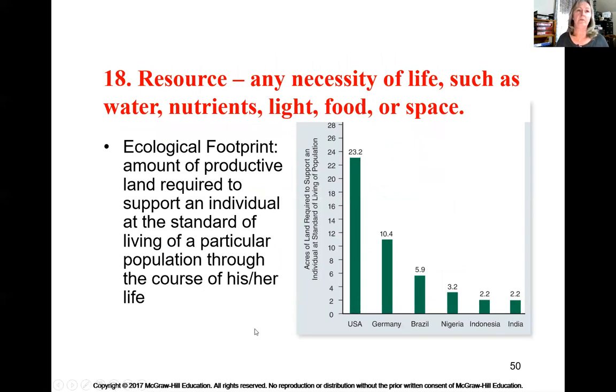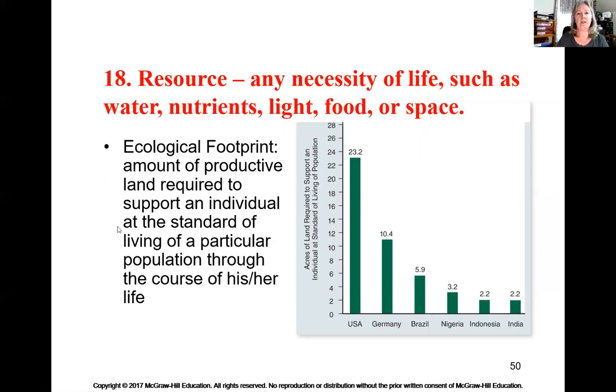And here goes the resource, back to the resource. What is a resource? A resource is anything that your water, your nutrients, the light, the food, the space, anything that's necessary for life, that is a resource. Shelter, you know, all those things can be resources.